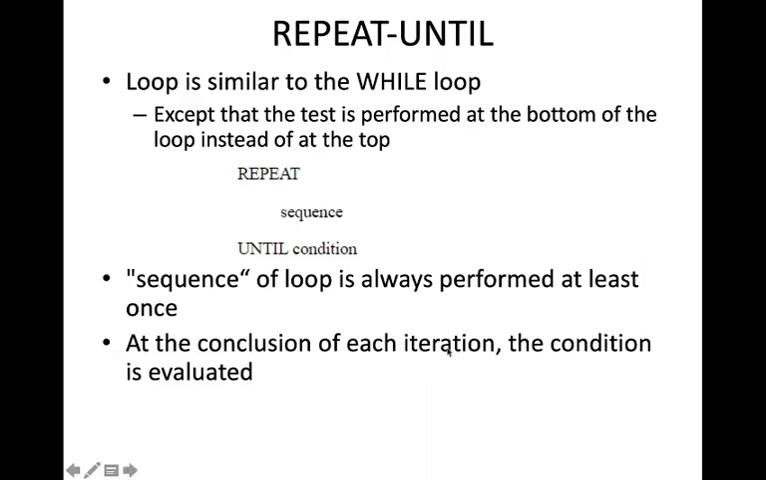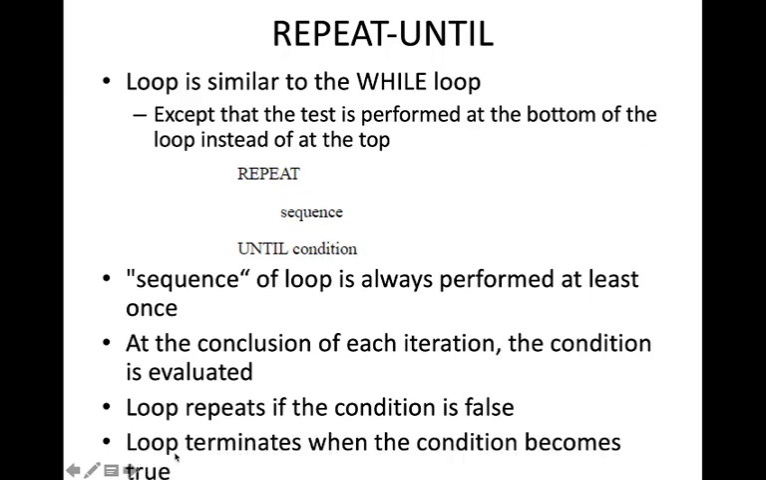At the conclusion of each iteration, the condition is evaluated. The loop repeats if the condition is false. If the condition is true, the loop terminates. That's the difference. In the case of while, the loop is repeated until the condition becomes false. But here, this sequence of statements is repeated until the condition is true. That is the difference between while and repeat until. Okay.